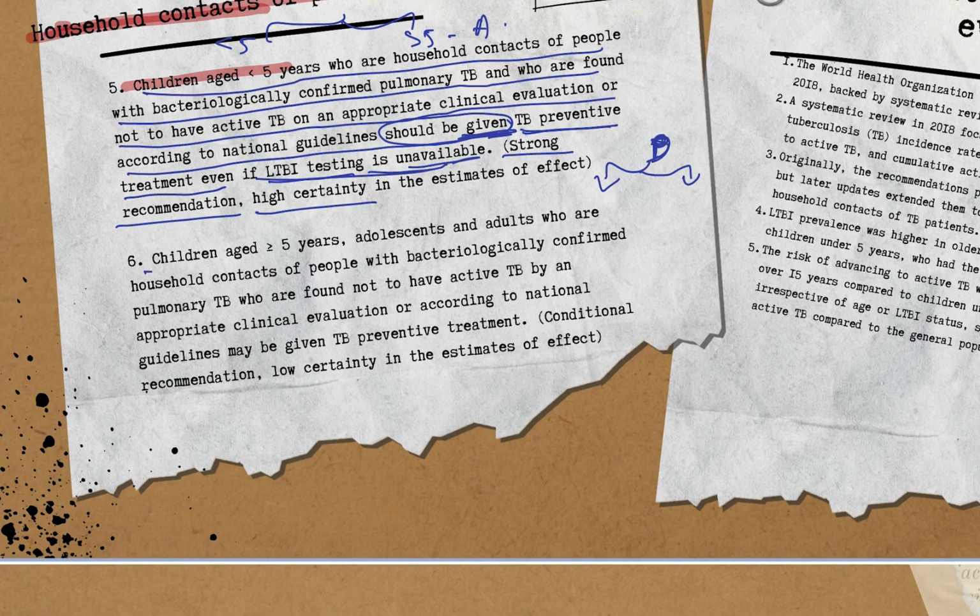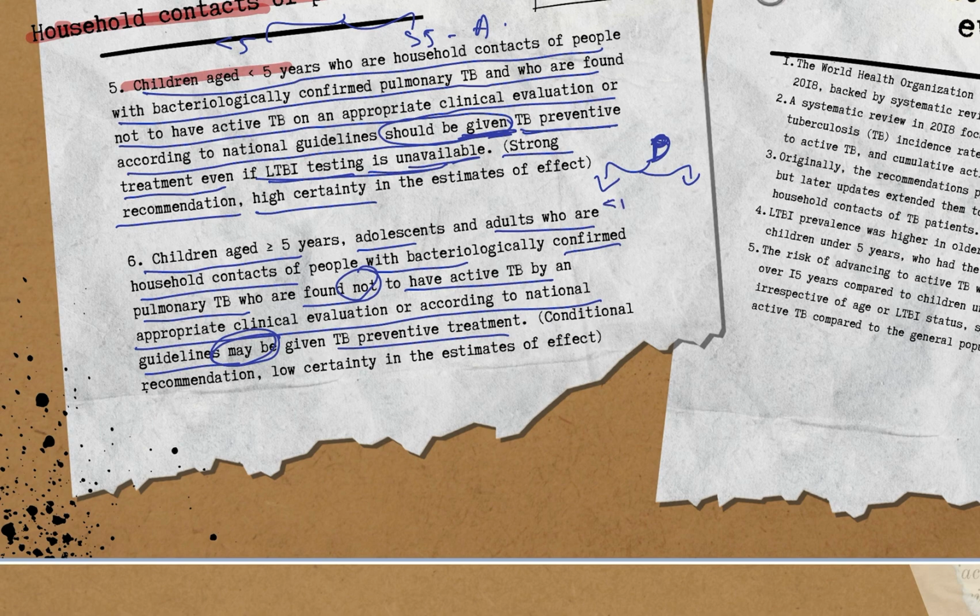What happens with children of more than 5 years of age, adolescents and adults who are household contacts of people with bacteriologically confirmed pulmonary TB, who are found not to have active TB by an appropriate clinical evaluation or according to national guidelines? They may be given TB preventive treatment. So if the age is less than 5, you should give preventive treatment. If the age is more than 5 years, or if it's adults or adolescents, you may consider it. You can offer it to the patient, but that is conditional.